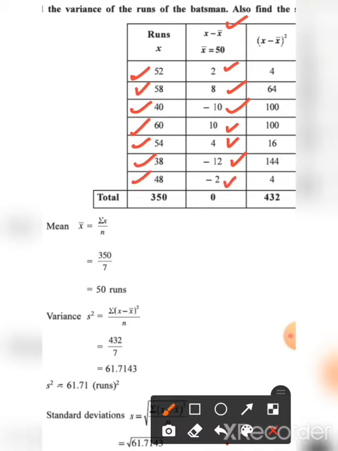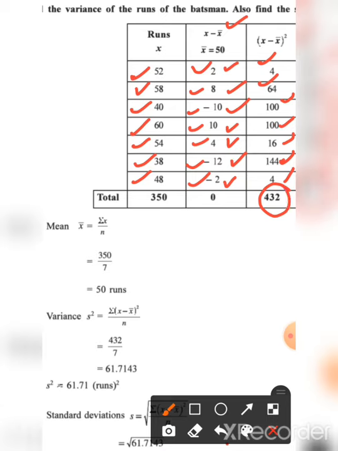What we need to do now is to square x minus x bar. The square of 2 is 4. Square of 8 is 64. Square of minus 10 gives 100. Square of 10 gives 100 again. Square of 4 gives 16. Square of minus 12 gives 144, and square of 2 gives 4. We need to have the total again, and the total we got is 432.